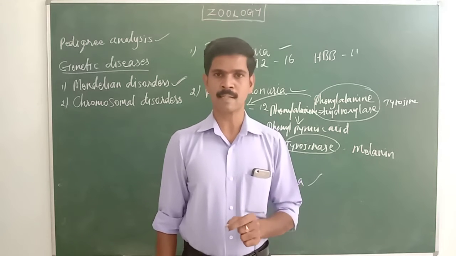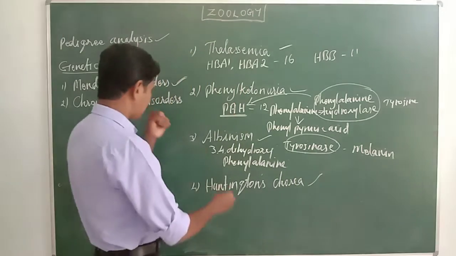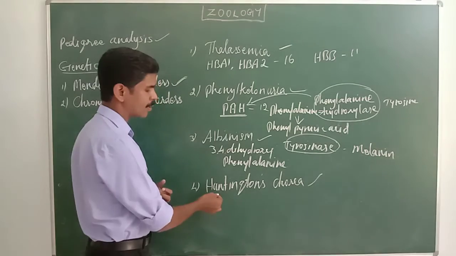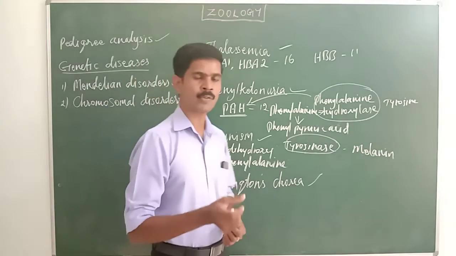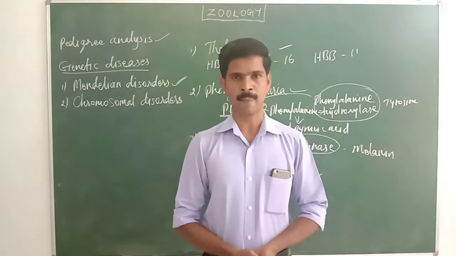The reason for this disease is an autosomal dominant gene. The reason for these three diseases is an autosomal recessive gene. But here, the reason for this Huntington chorea disease is an autosomal dominant gene. Understood?